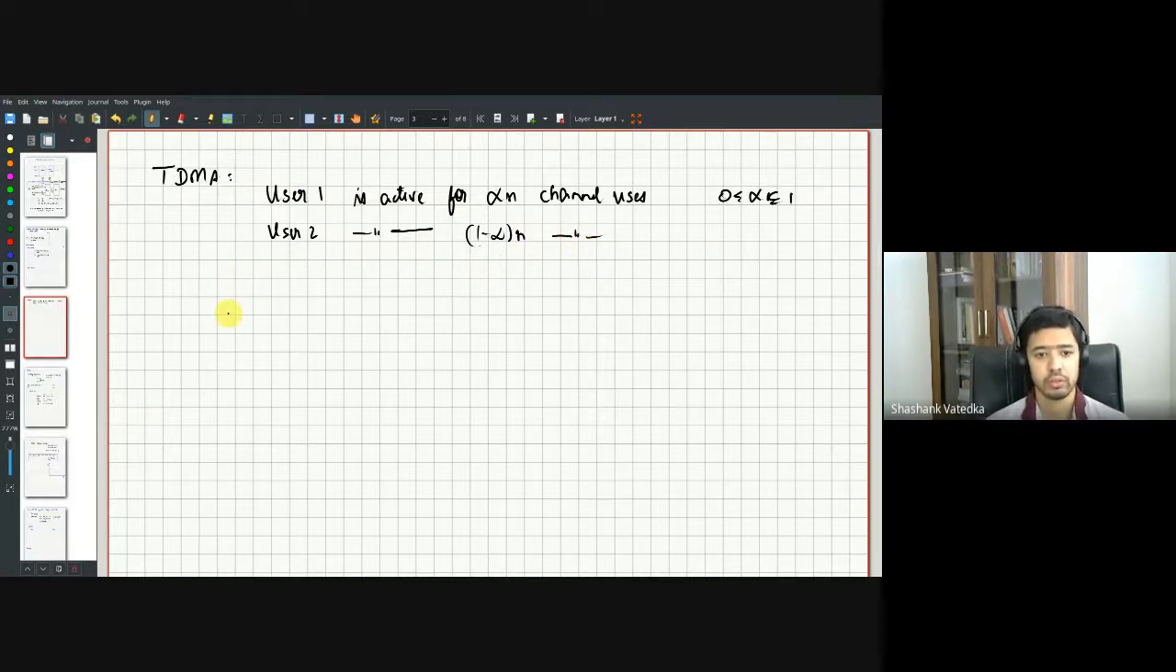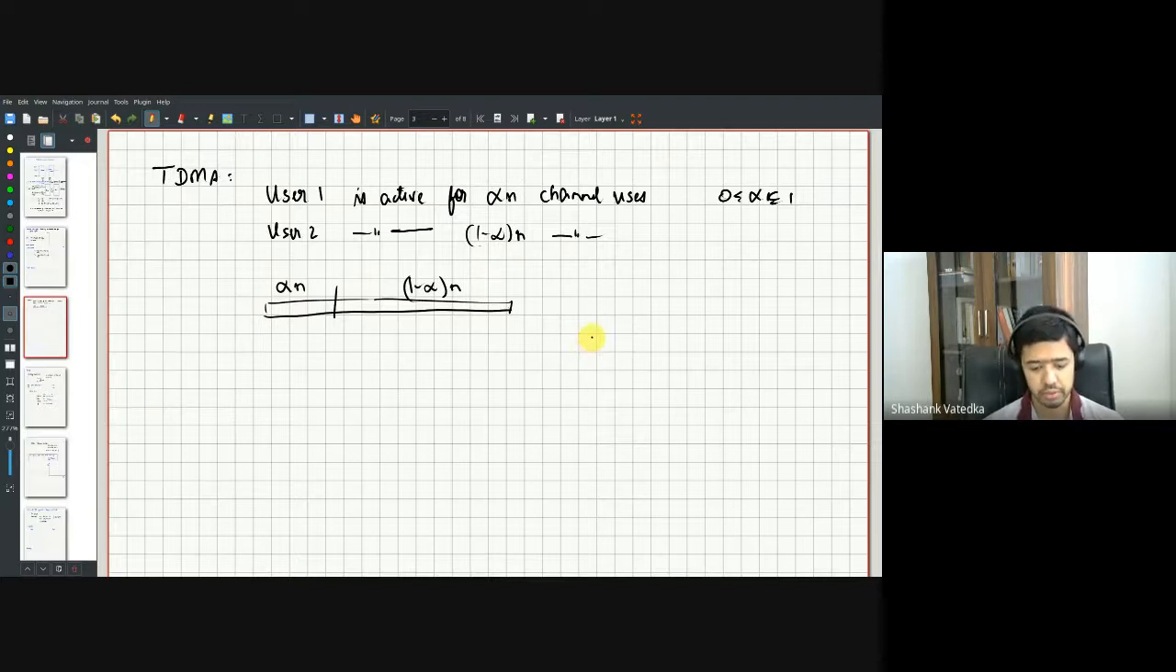So let's say that we split the n channel uses into two parts. This is alpha n, and this is 1 minus alpha n. Remember that each user has to send some particular symbol. For each channel use, every user has to send something or the other. So you're given p(y | x1, x2), where y is in the alphabet Y, x1 is in some alphabet X1, and x2 is in some alphabet X2.